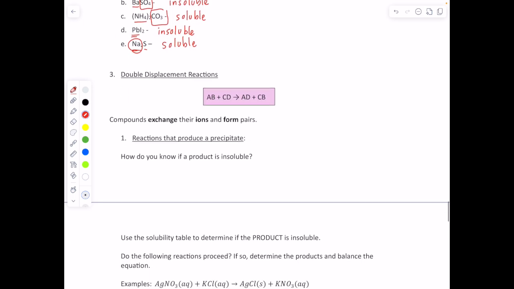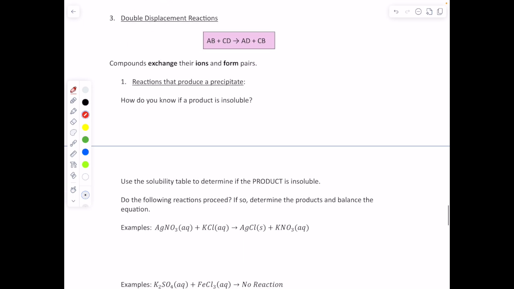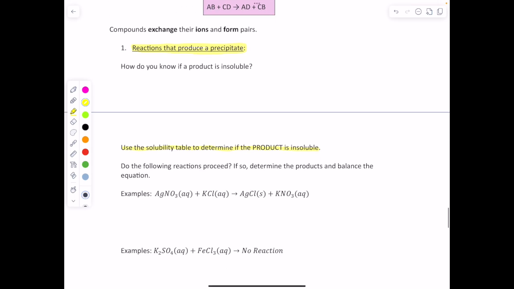Now these solubility rules are really important in determining how double displacement reactions will occur, or if they occur at all. Double displacement reactions are reactions that produce a precipitate. How do you know if a product is insoluble? Well, we have to use the solubility table to determine. So will this reaction proceed?